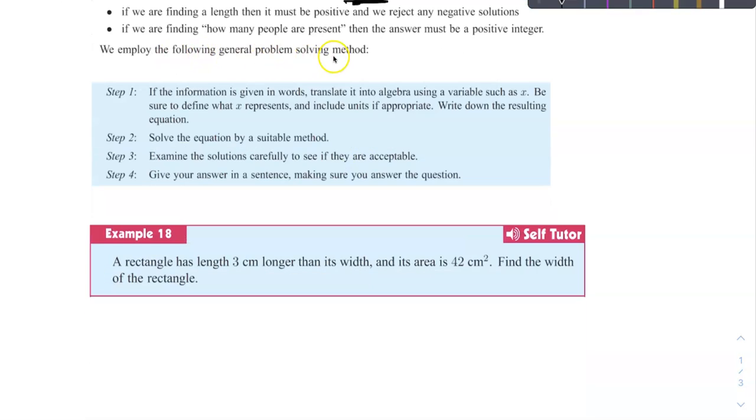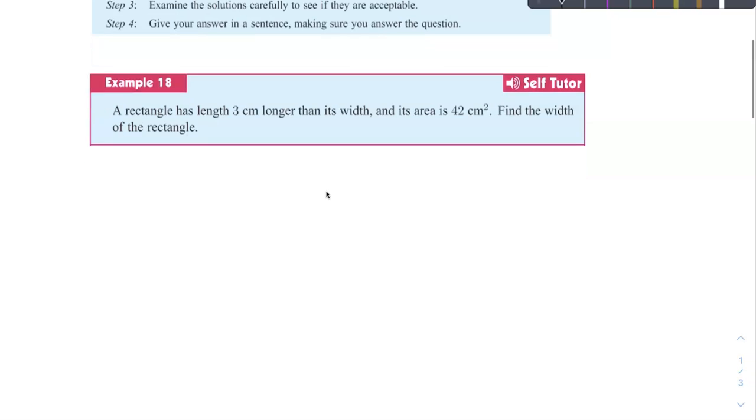A general solving method we use when we solve quadratic problems is, first, we translate into algebra. Usually it's a word problem or an application problem. We want to translate to algebra, where x represents the thing we're looking for. Make sure your units are appropriate. We solve by whatever method we can, and then we look at our answers and make sure they're acceptable. Then usually you give the answer in a sentence. So that's generally the process: you read the question a couple of times, put it in algebra terms, solve it, check your work, and then write a sentence. So let's look at our first one.